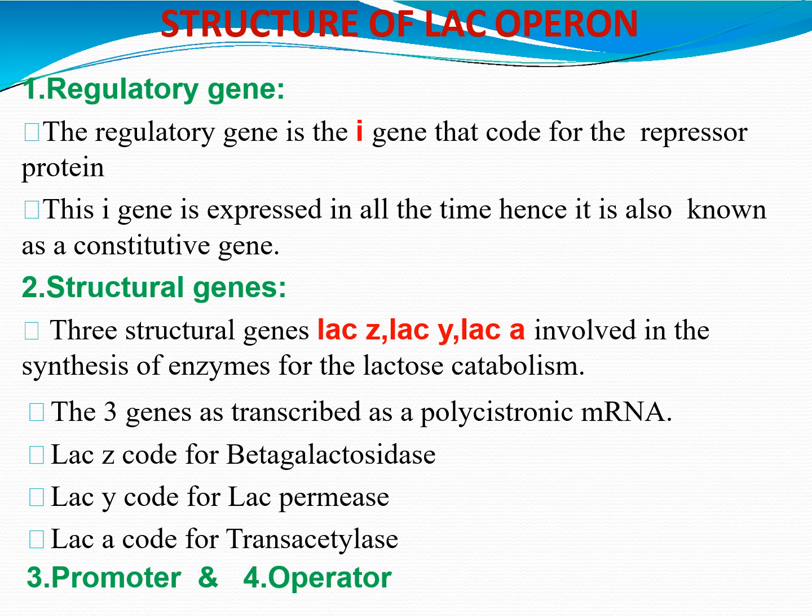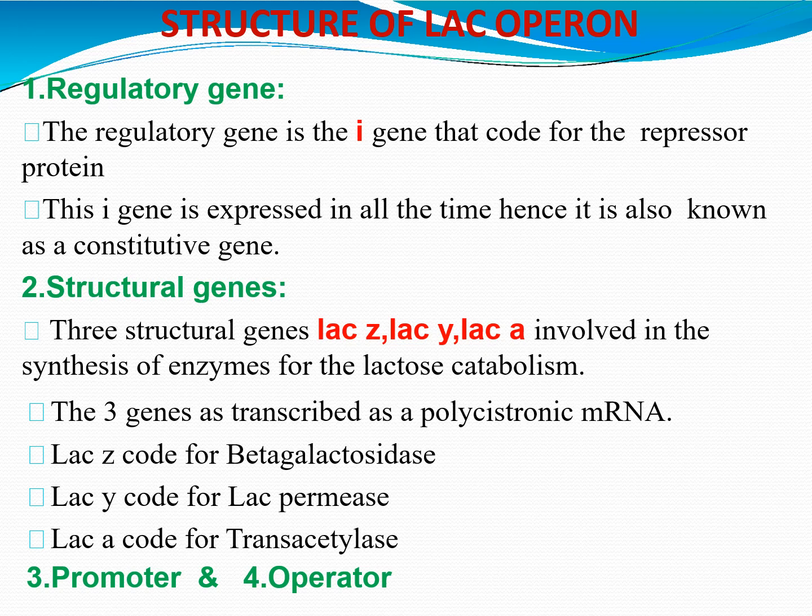Here you can see in detail the structure of the Lac operon. The regulatory gene is called the Lac I gene. It will code for the repressor protein. This I gene is expressed all the time, so it's called a constitutive gene. Some genes are expressed only sometimes, but this Lac I gene is always in the expressed state. The operon's activity depends on the availability of the lactose in the environment. And the other three structural genes, Lac Z, Lac Y and Lac A, are involved in the synthesis of the enzymes for lactose catabolism.